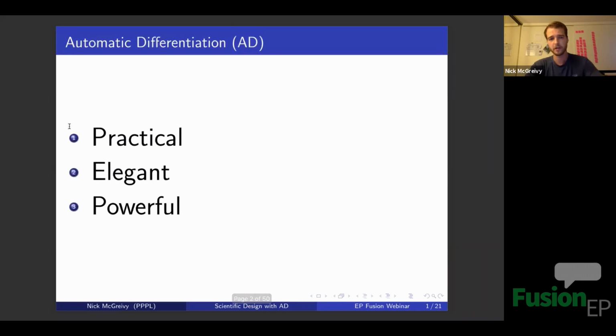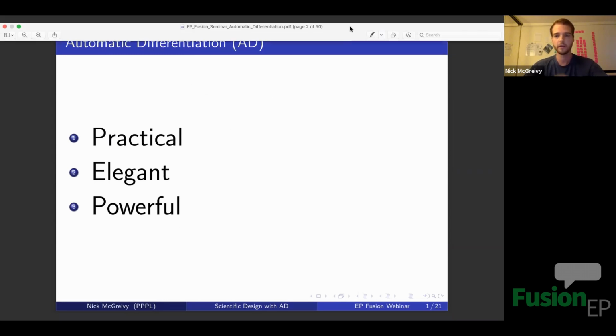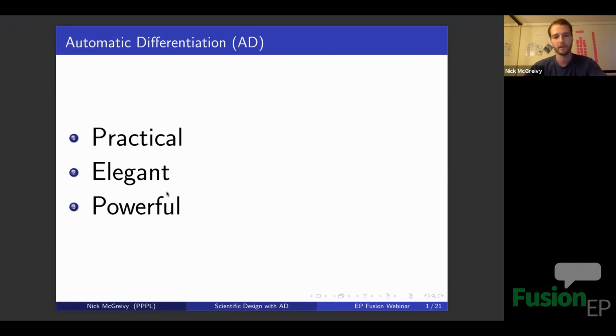Cool. So this talk is in three parts. Part 1, I'll be talking about how AD is practical for computational science and computational physics, and in particular for optimization. In part 2, I'll talk about how automatic differentiation is elegant, both in theory and in practice, and then in part 3, I'll be talking about how automatic differentiation is powerful, or can be powerful, and this is still work in progress that the AD community is working on, for linking automatic differentiation and computational science and time-dependent nonlinear simulations.